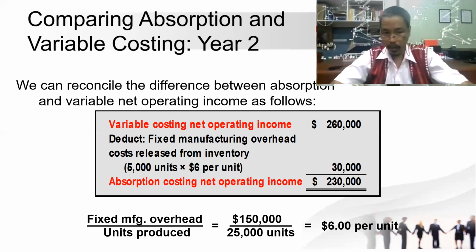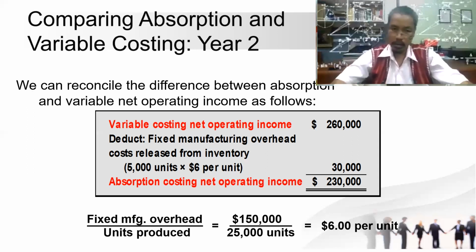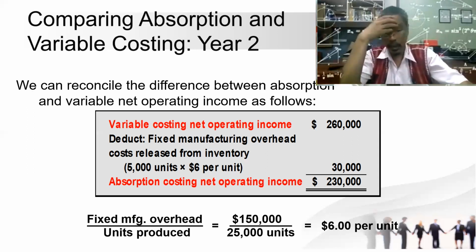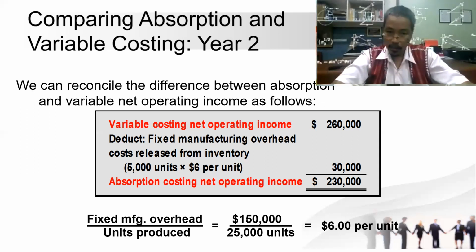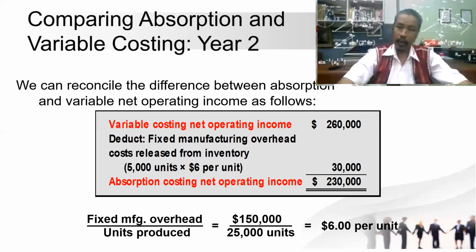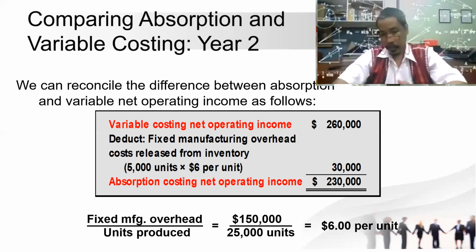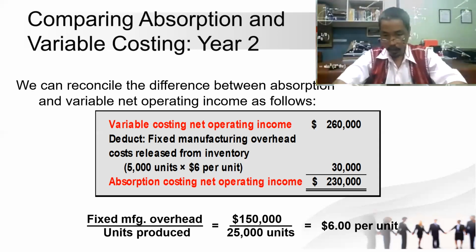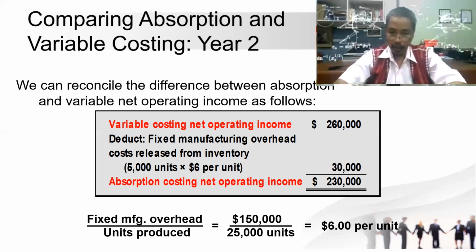How about our cost per unit? Fixed manufacturing overhead divided by units produced, that is $150,000 divided by 25,000 units. And if you solve this, the answer would be $6 per unit.